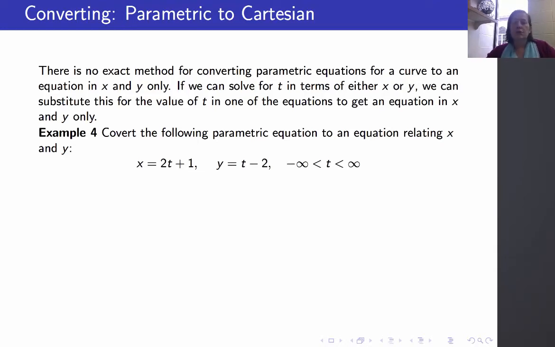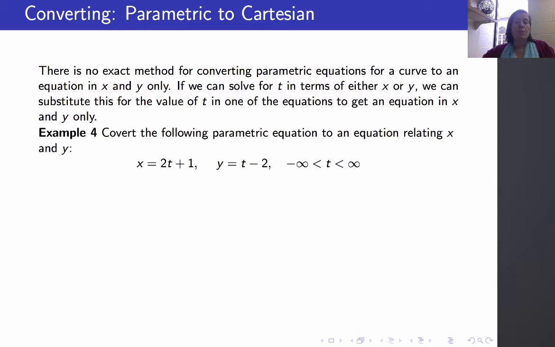So in addition to graphing a parametric equation, we might actually want to take the resulting curve and write an equation for that in terms of x and y only. There's no exact method for doing this. If we can solve for t in terms of either x or y, then we could substitute this into the equation of the other variable to find an equation for our curve exclusively in terms of x and y.